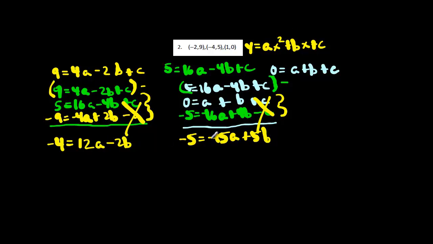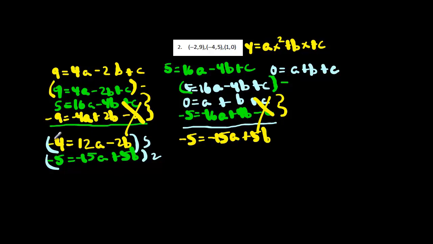Now we have to put these on top of one another. So I'll put this one underneath this one. So negative 5 equals negative 15a plus 5b. I'll put a space. Now I want to eliminate either a or b. So what I'm going to do is multiply. Let me just erase this line here, because I'm going to need more room. I'm going to multiply the top by 5 and the bottom by 2. That will give me negative 10b over 10b, and those will cancel.